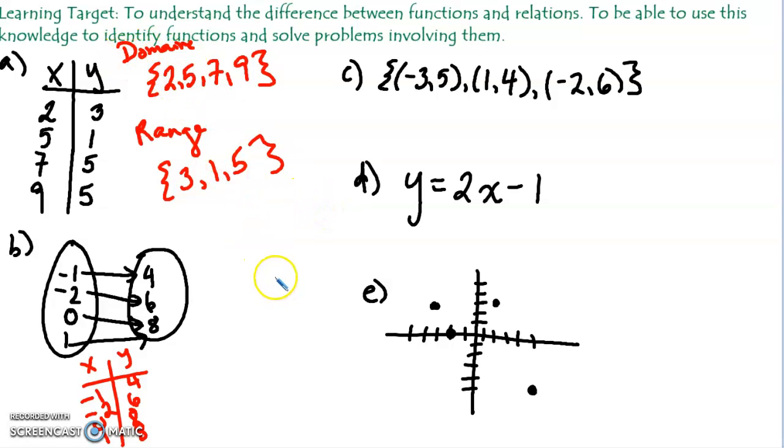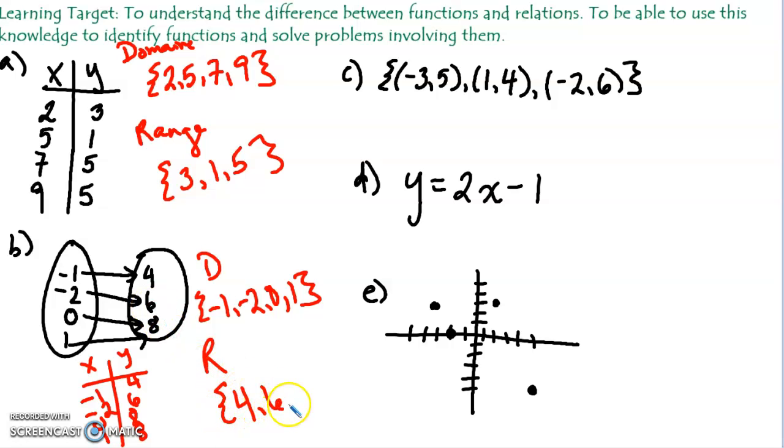You could automatically stop. Okay, so for here, the domain, I'll list all the input values, so the first set here, so -1, -2, 0, and 1. Okay, and for the range, all the output values, so 4, 6, and 8.